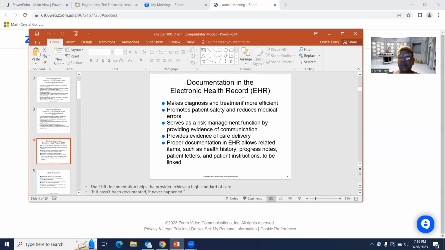Documentation in the electronic health record. This is one of your daily question assignments. So documentation in the electronic health record makes diagnosis and treatment more efficient, promotes patient safety and reduces medical errors, serves as a risk management function by providing evidence of communication, provides evidence of care delivery. Proper documentation in EHR allows related items such as health history, progress notes, patient letters, and patient instructions to be linked.